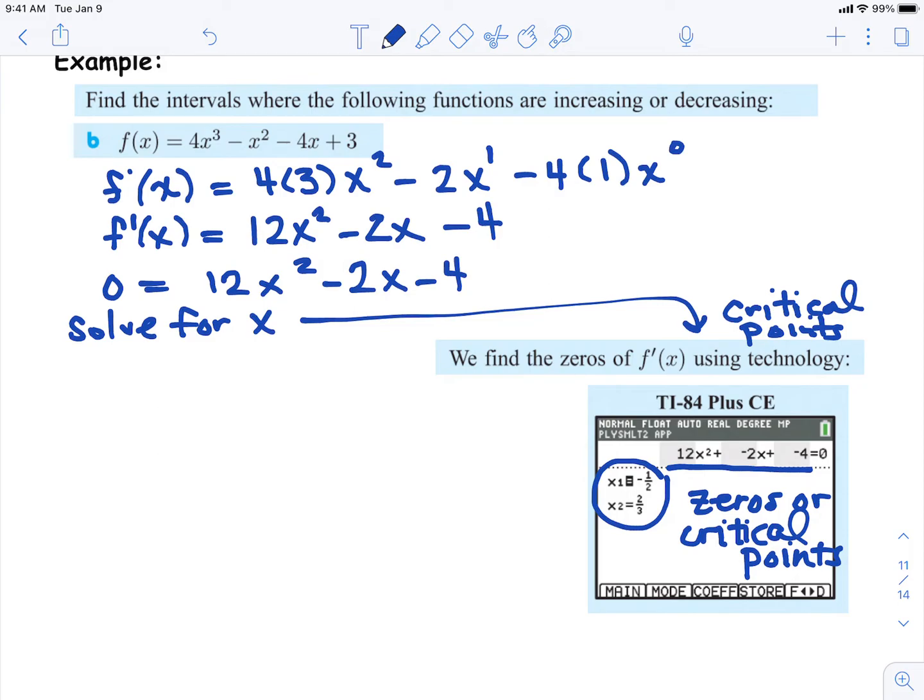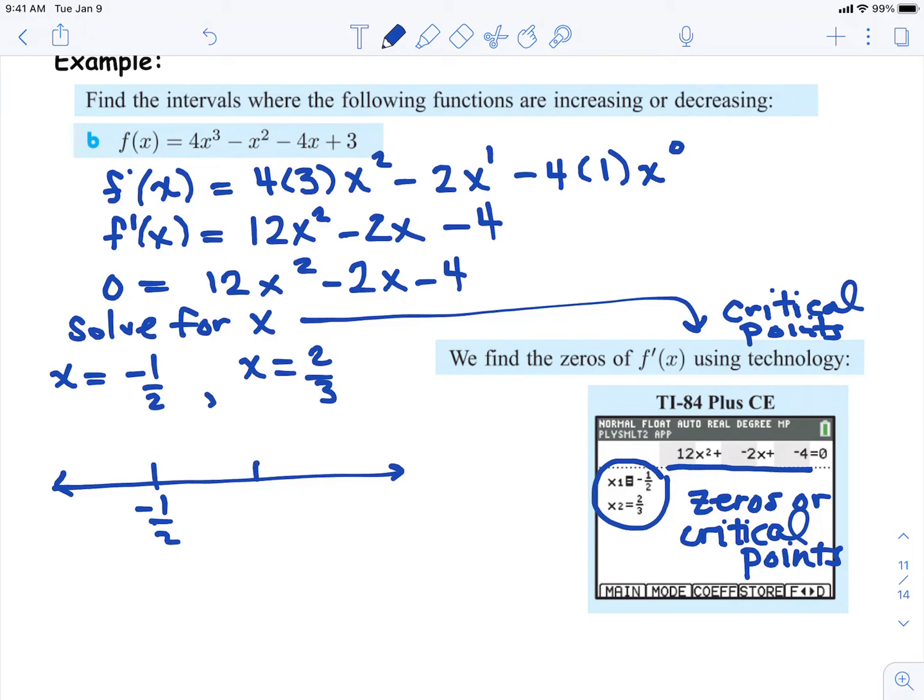All right, so now that we have those critical points, we can set up our sign diagram. So on our number line, here's -1/2, and then here's 2/3. These are your critical points. And then what you would do is you would test something like x equals -1 into the derivative function. And what you get out is a positive slope. So this interval right here would be positive.